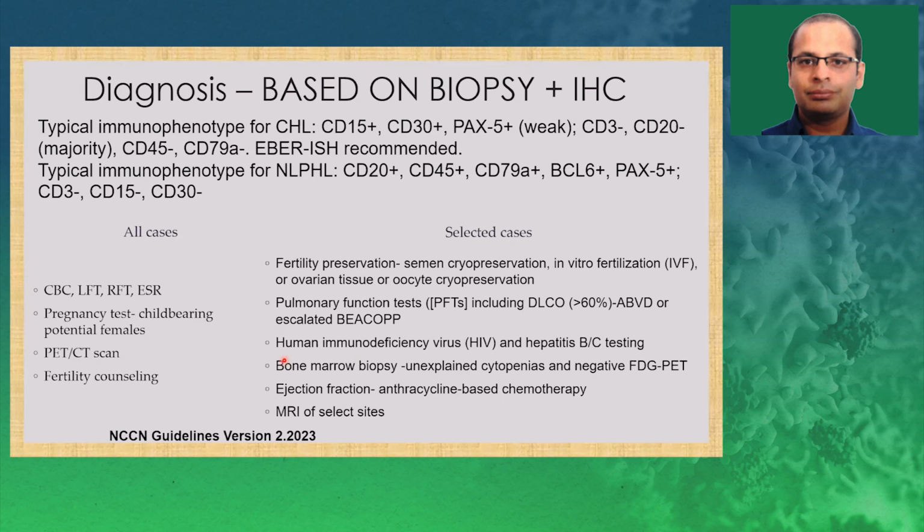Ejection fraction is important. Doing an echo is important whenever you're planning an anthracycline-based therapy. We do it for all patients above 40 years of age. MRI of selected sites is also recommended, especially for spinal involvement by the lymphoma. CNS involvement per se in Hodgkin is very rare, seen in less than 1% of the cases.